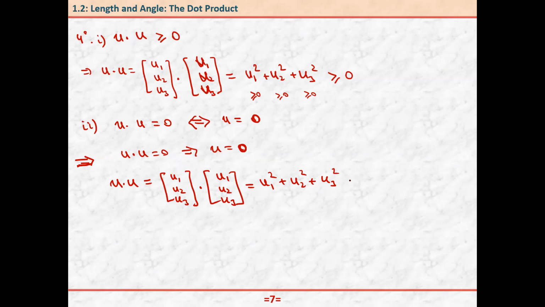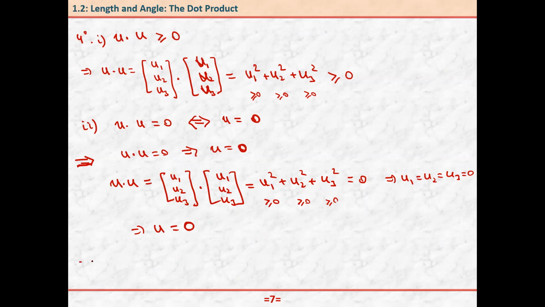And if this thing is equal to 0, what does it mean? We know that the first term is non-negative, the second term is non-negative, and the third term is non-negative. When the sum of non-negative numbers is equal to 0, each one must be equal to 0. Otherwise, if one of them is not equal to 0, the sum will never be equal to 0. So this implies that u1 equals u2 equals u3, which is equal to 0. That means that our vector u is a zero vector.